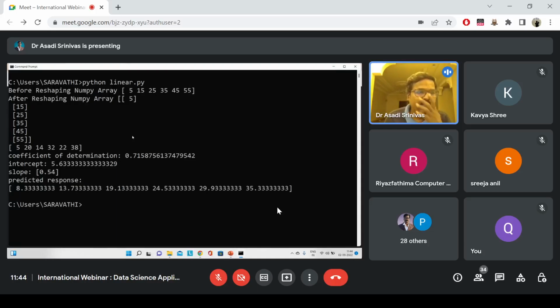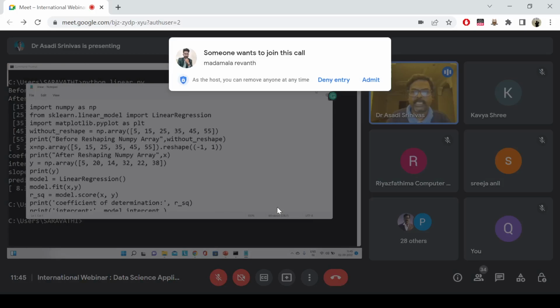Then see here, all columns become rows. Then I have found the coefficient of determination, then the intercept value, slope, and predicted response: 8.33, 13.73, 19. If you want to see the code, open Notepad, linear.py. Please see here.